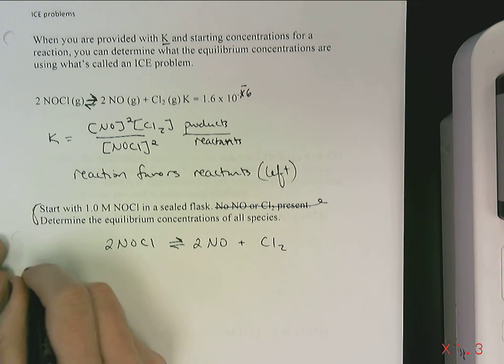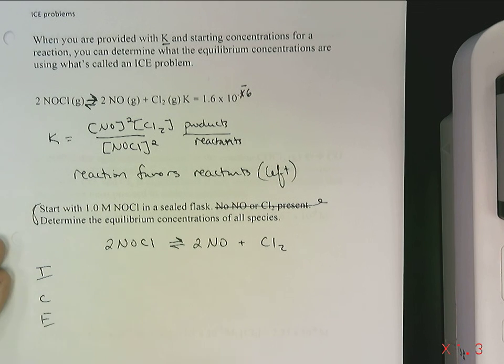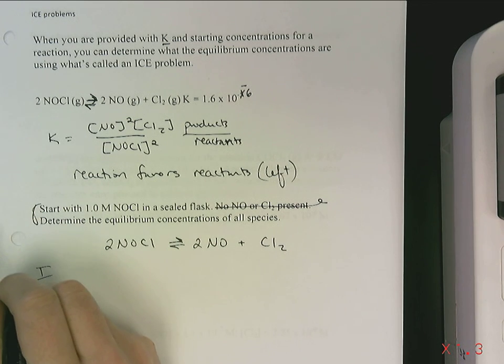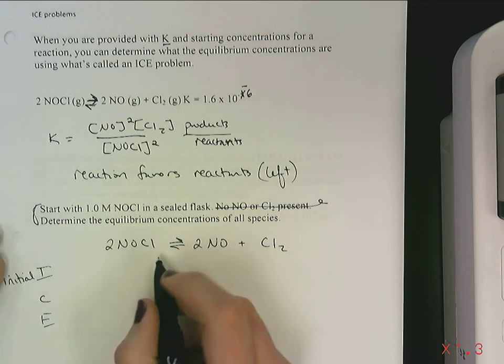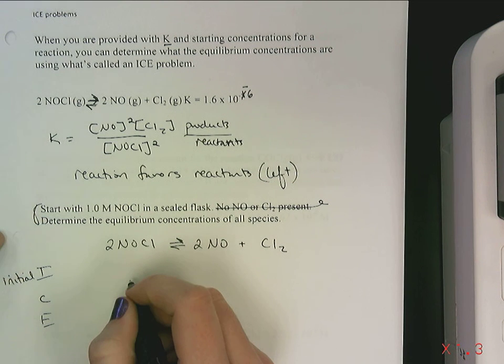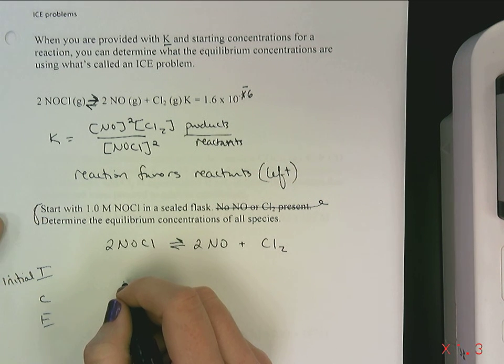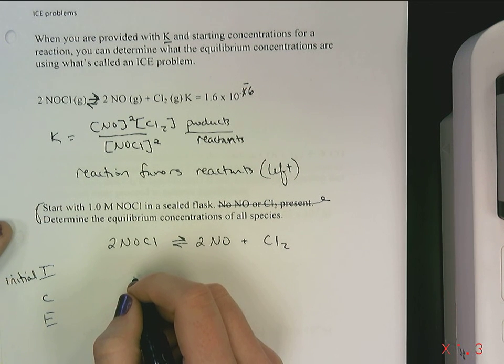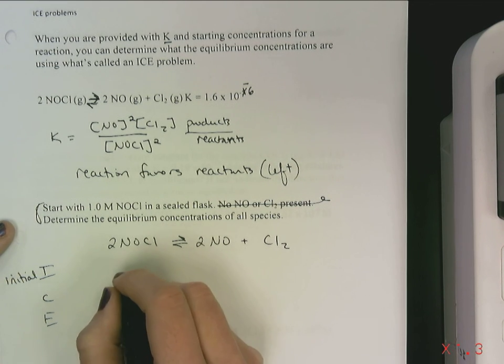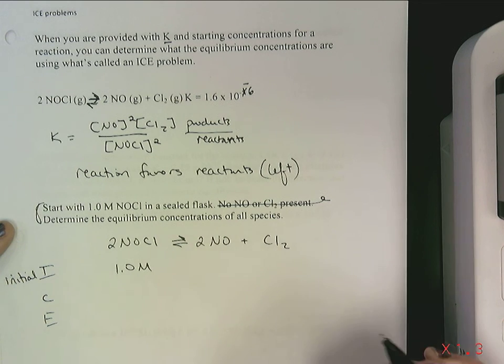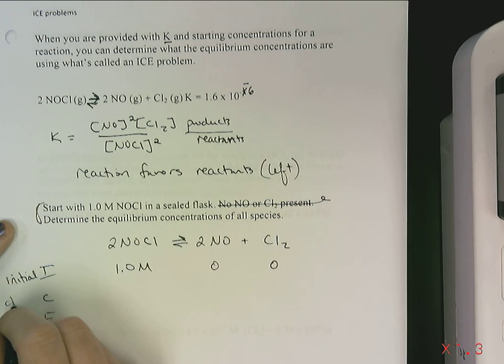All right, and then I'll make these columns. ICE, okay? ICE stands for initial. So in this place is where we'd want to put the initial concentrations. Now a common thing here, you need to either be using concentrations or pressures. You can't use absolute number of moles. So in this case, we've got 1.0 molar to start with, and we've got 0 and 0 over on this side.